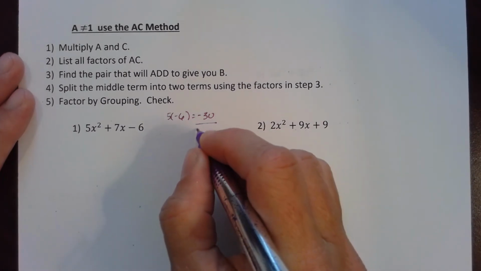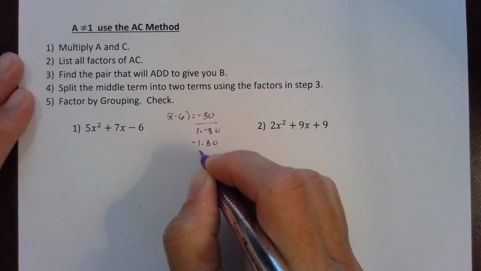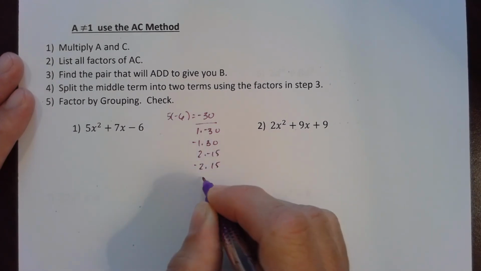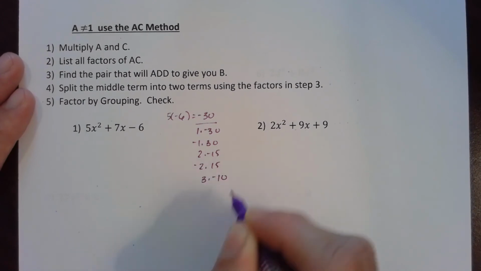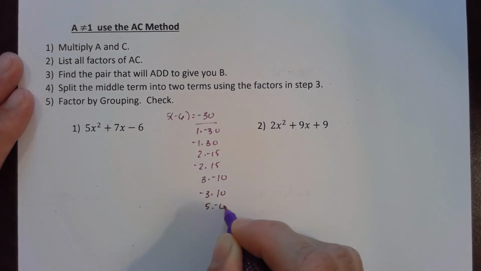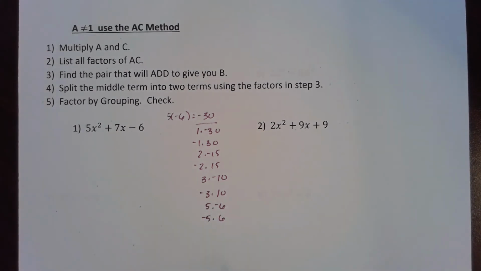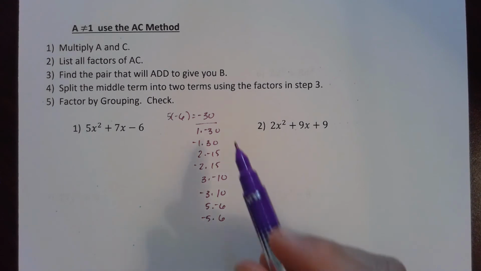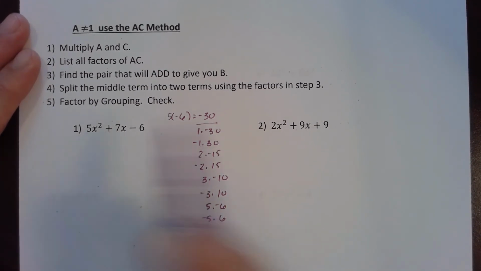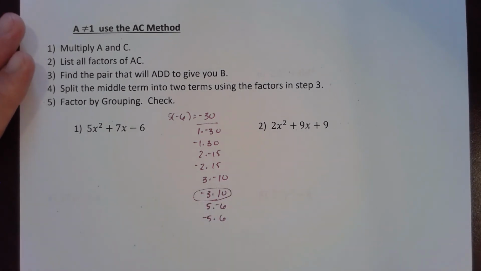So we have 1 times -30, -1 times 30. 2 times -15, -2 times 15. 3 times -10, -3 times 10. 5 times -6, -5 times 6. And just like before, we want the pair that adds up to B. Well, that's a +7. These two add up to a +7.